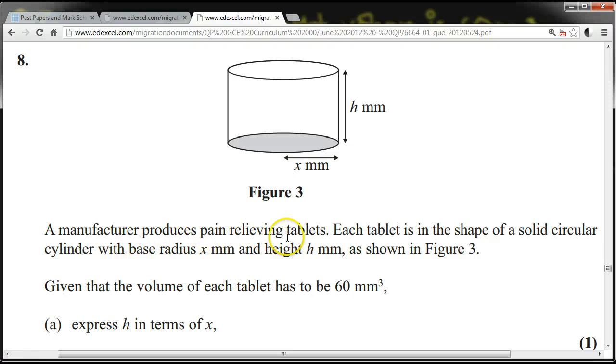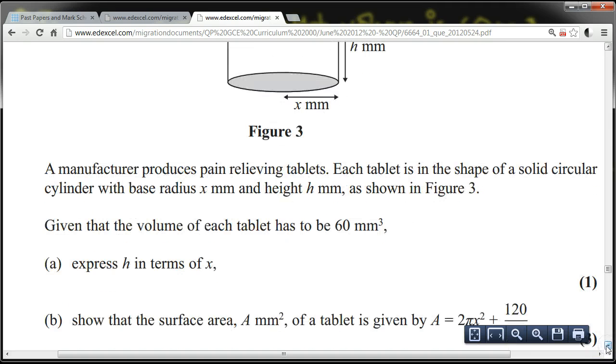A manufacturer produces pain-relieving tablets. Each tablet is in the shape of a solid cylinder with base radius x and height h as shown in figure 3. Given that the volume of each tablet has to be 60 millimeters cubed, express h in terms of x. Show that the surface area A millimeters squared of a tablet is given by A equals 2 pi x squared plus 120 over x.